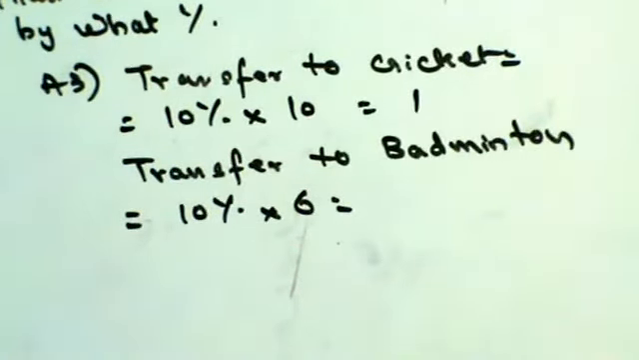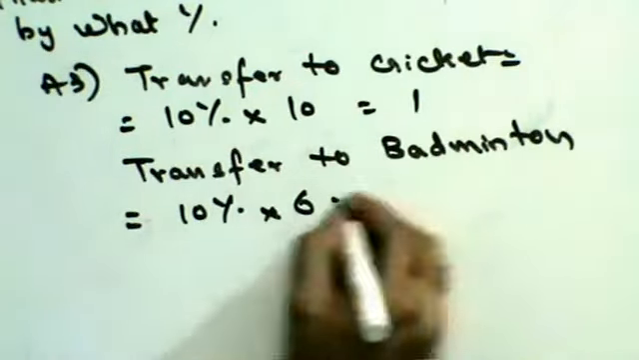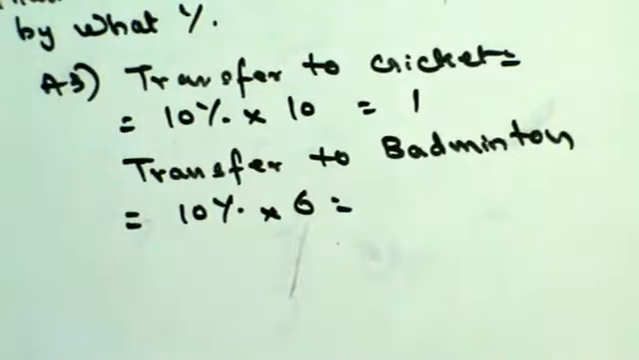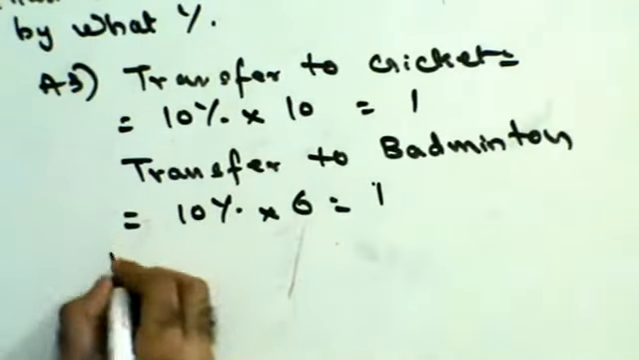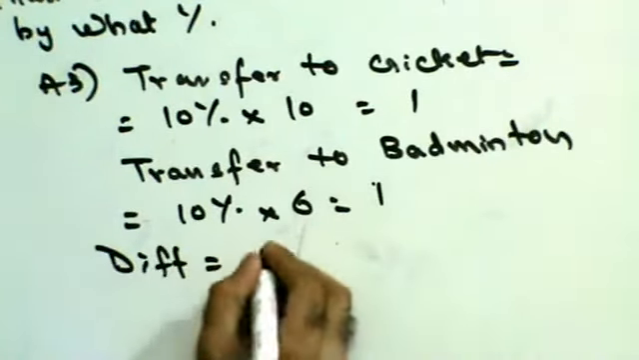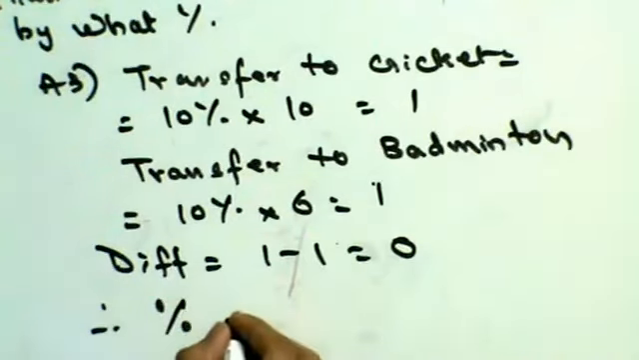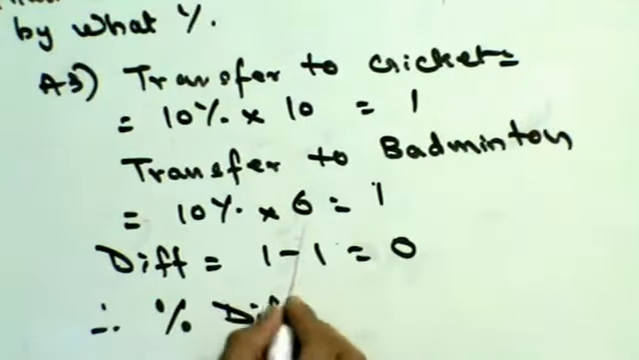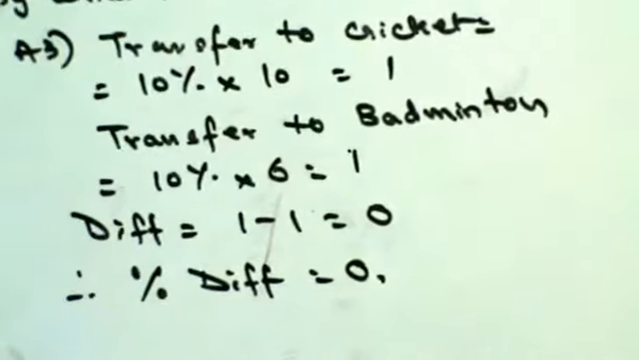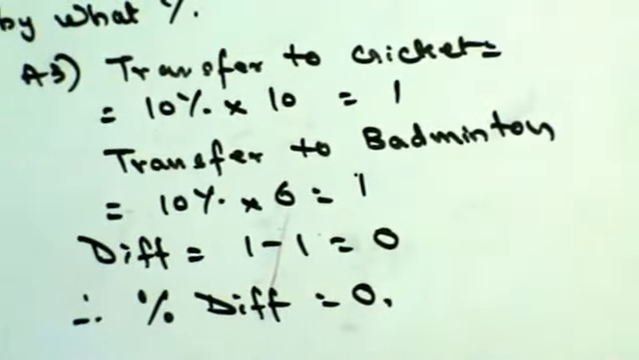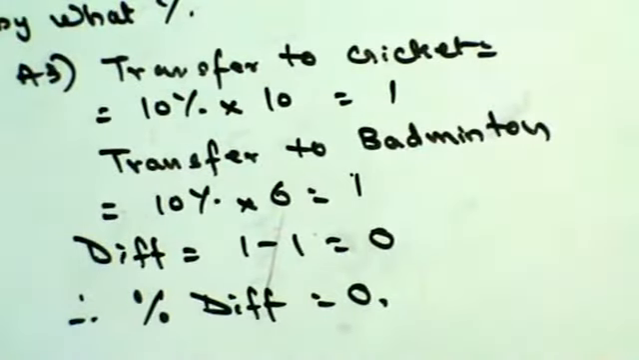But I need to convert all fractions to the nearest natural number. So 0.6 can be written as 1. So the difference is going to be 1 minus 1, 0. Therefore, the percentage difference is also going to be 0. If the difference is 0, then percentage difference will also be 0. Fine. Next, let's see the next sum.